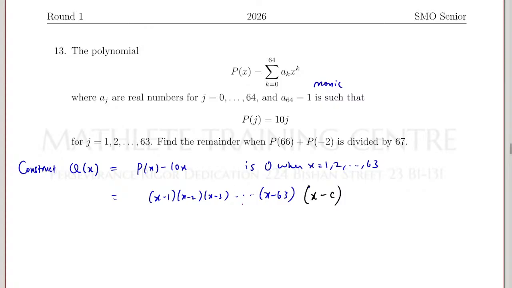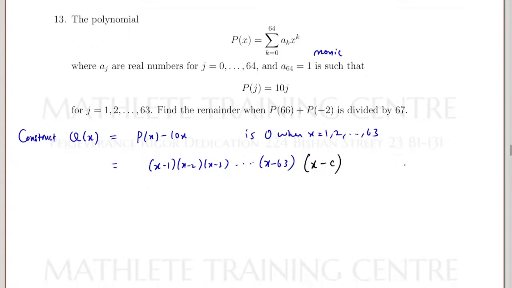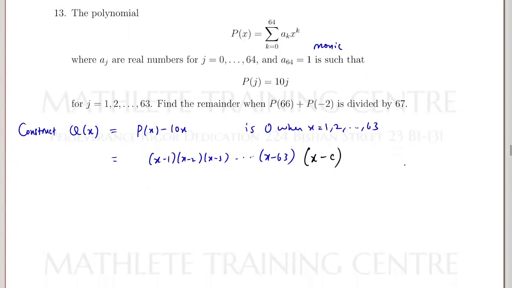And now you are done, because right now you have a degree 64 expression. And you can check that it must be x minus c and not anything else like k times of x minus c, because it is monic, right? The A64 term is 1. Okay, now what you can do is just put in 66 and negative 2 inside the expression.